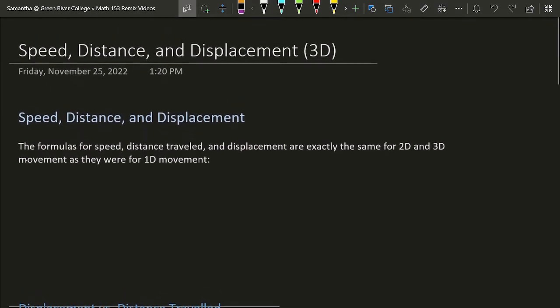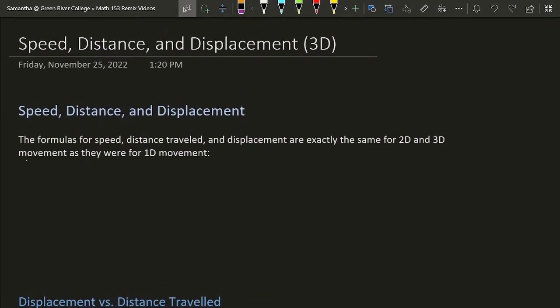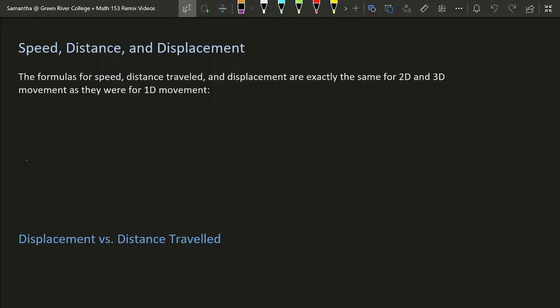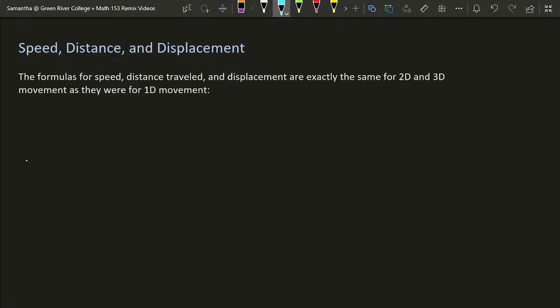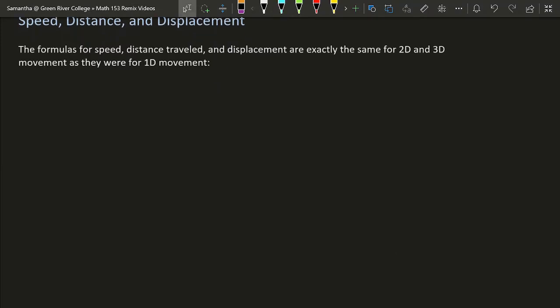In this video, I would like to talk about a few more physical quantities associated with movement, namely speed, distance traveled, and displacement. Alrighty, the speed, distance traveled, and displacement formulas are, fortunately for us, very similar in two-dimensional and three dimensions as they were in one dimension.